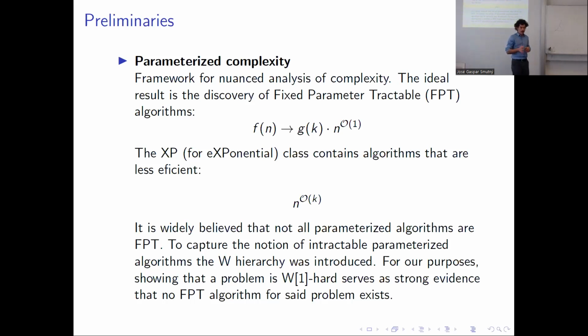Finally, it is widely believed that not all parameterized problems are in FPT. This is a parallel to the P versus NP problem in traditional complexity. And to tackle this, the W hierarchy was introduced. So we basically say that there are some less tractable parameterized problems, and we assume that they are not equal to FPT. For our purposes, we have a very basic use of the W hierarchy, and for us it suffices to show that a problem is W1 hard using parameterized reductions, and then we assume that this is strong evidence that there is no FPT algorithm for such a problem for a given parameter.